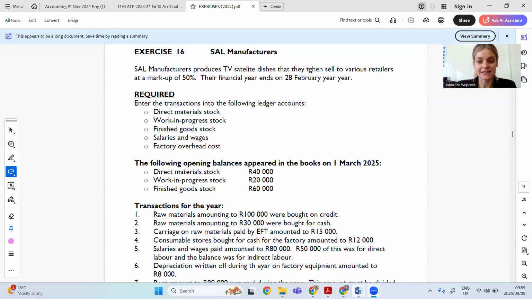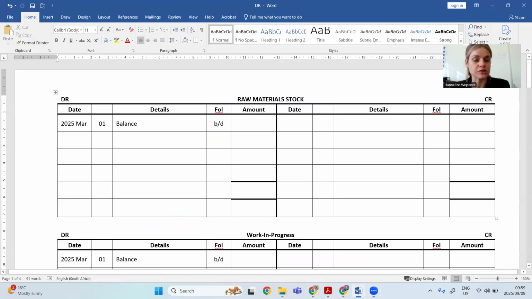I want to do some ledger accounts in this lesson, and this is for cost accounting. I also want to have a look at how all of these accounts actually fit together. So what the flow is, right?